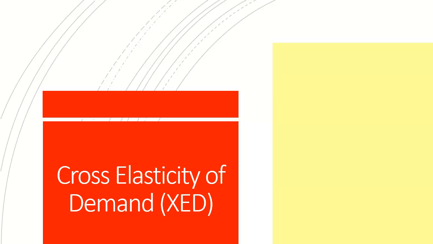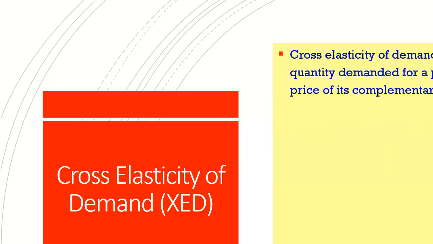Okay, so now that we know the difference between complementary goods and substitute goods, we have to know what we mean by the cross-elasticity of demand. Cross-elasticity of demand is the responsiveness. This is the magical word in the definition of any type of elasticity. It is the responsiveness of quantity demanded for a product due to a change in the price of its complementary or substitute product.